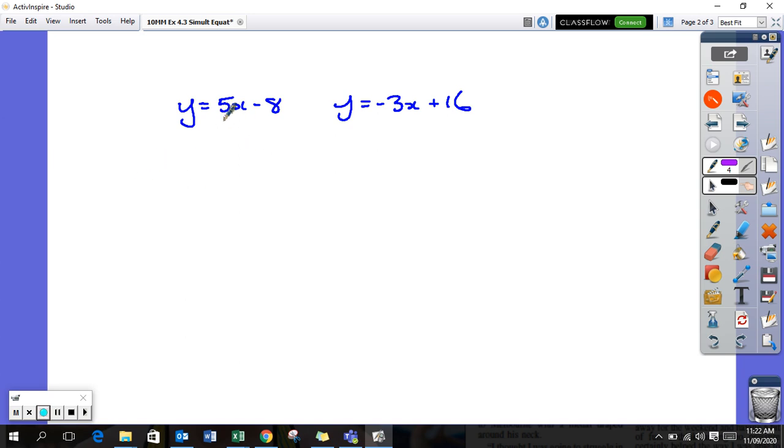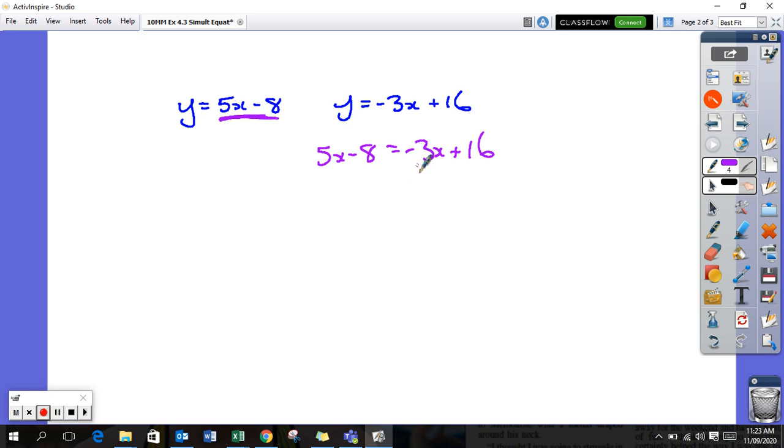Now this one, both the equations are in y equals mx plus c mode. So what we're going to do is exactly the same as we did the first time. That's what y is. So instead of y in this equation, I'm just going to put 5x minus 8. So here, instead of y, I've put 5x minus 8 equals, and on this side we've got the minus 3x plus 16 again. And we've got an equation with unknowns on both sides. There's just x's in it. We have to get rid of one of the x's.